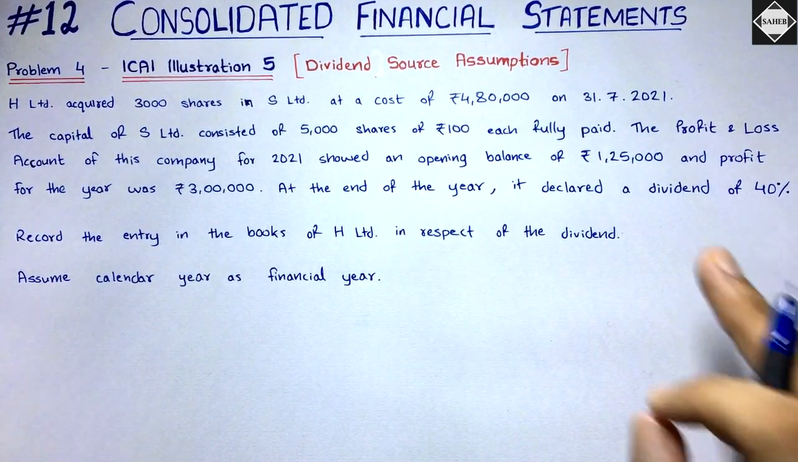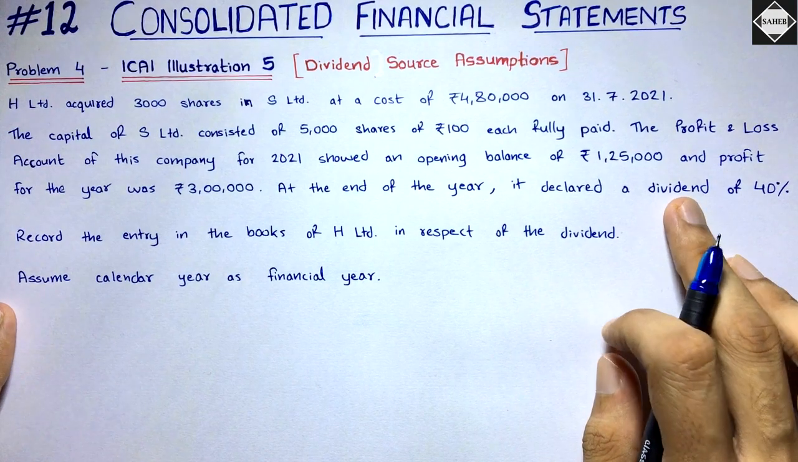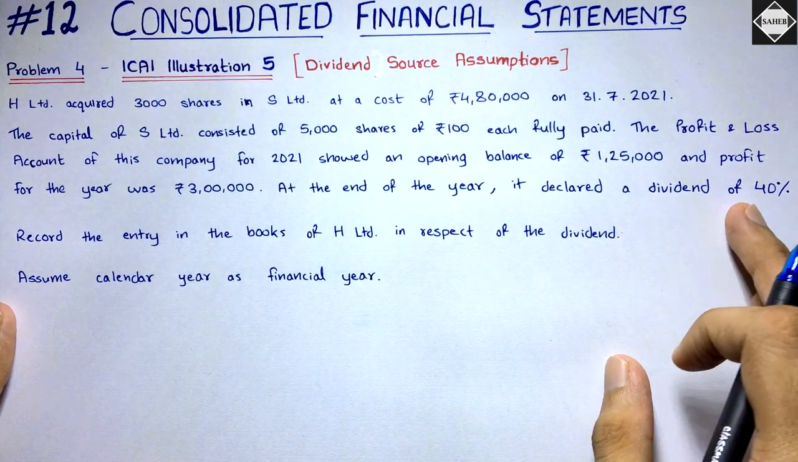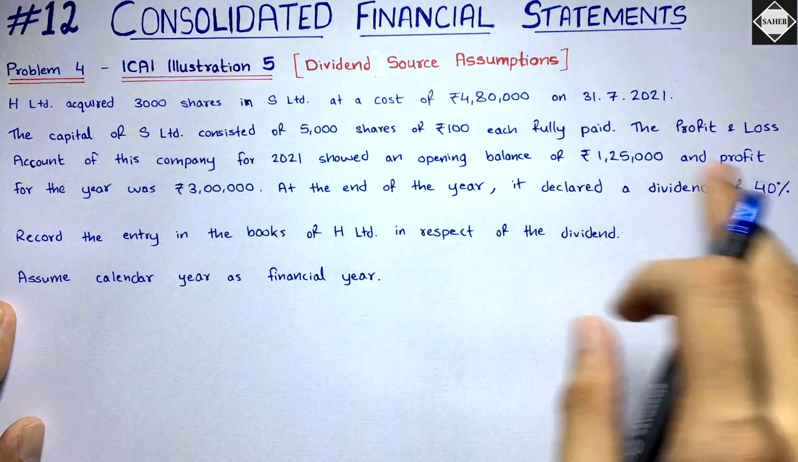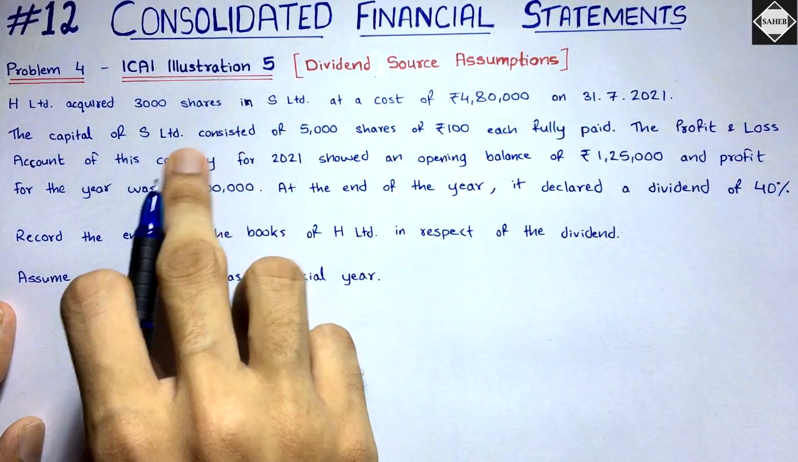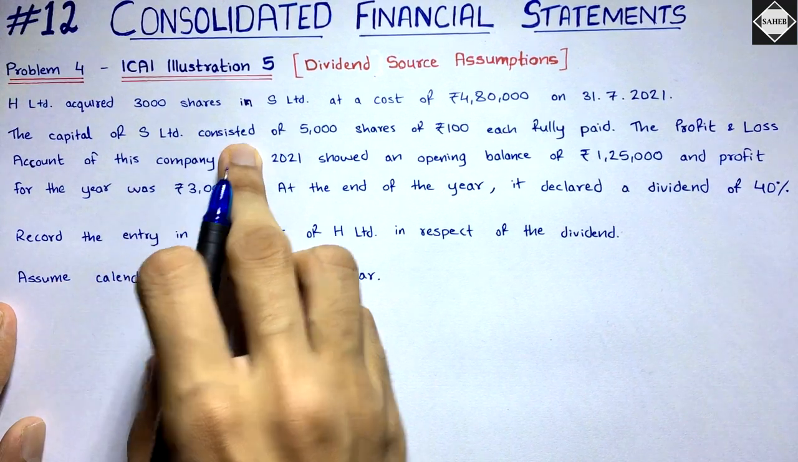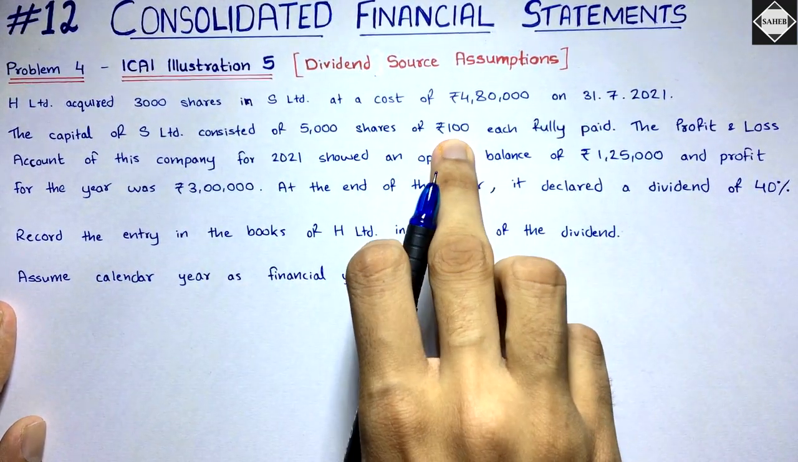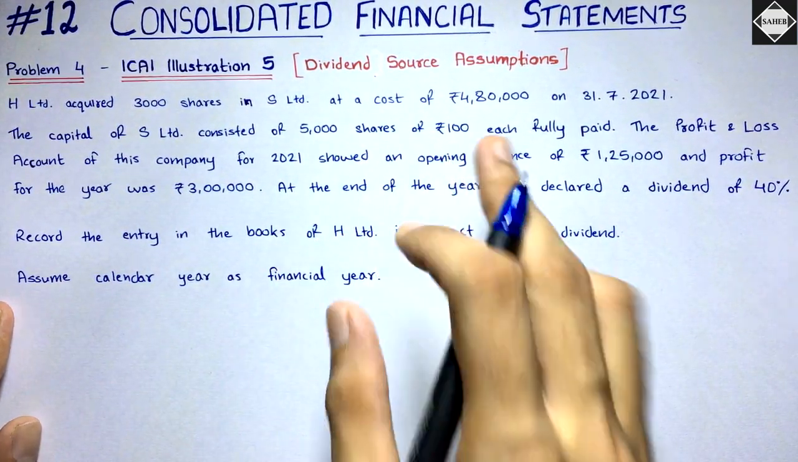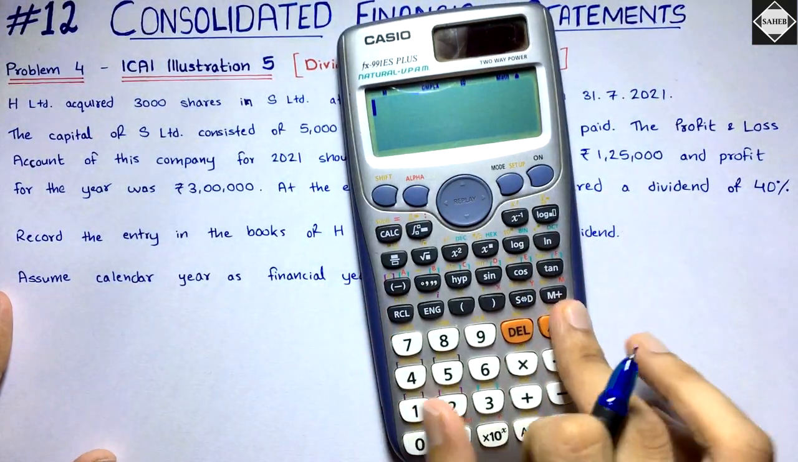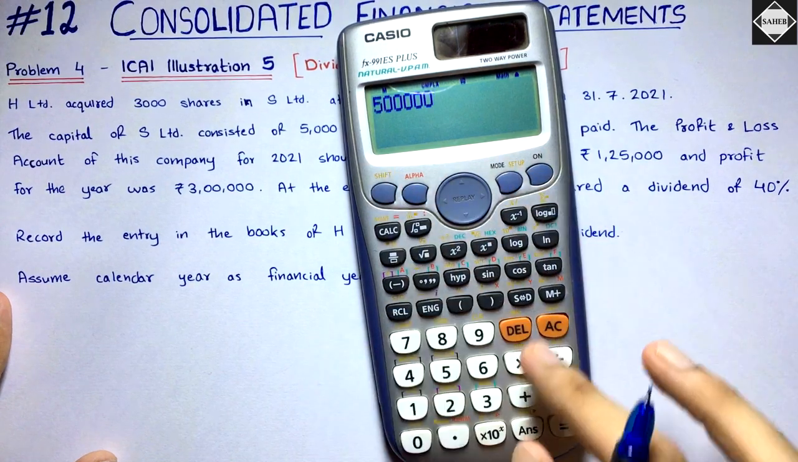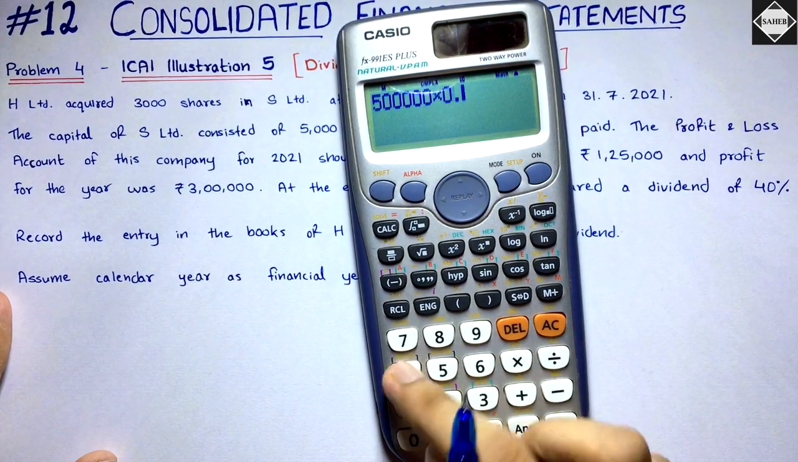Let's talk about the dividend calculation. How will you calculate the dividend of 40%? 40% means on the face value of the capital, the equity share capital. What is the capital on the last day? It's simple. There has been no change in the capital. See here, they told us S Limited consisted of 5,000 shares of face value 100. So 5,000 into 100, that is 5 lakh. So on the 5 lakh, you will calculate the dividend.